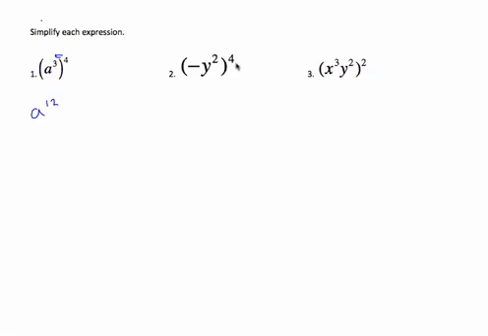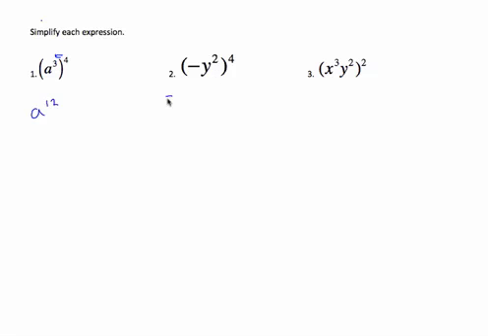In the second example, we have to be a little bit careful. This is negative y squared to the power of 4. So that means negative y squared times negative y squared times negative y squared times negative y squared. Your answer ends up being positive. If the exponent is an even number, you're going to end up getting positive.